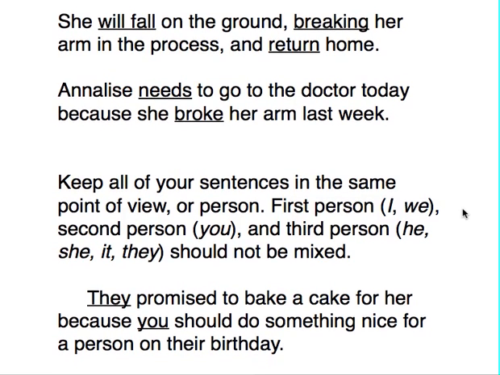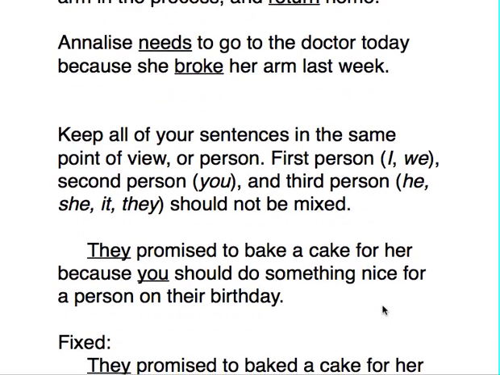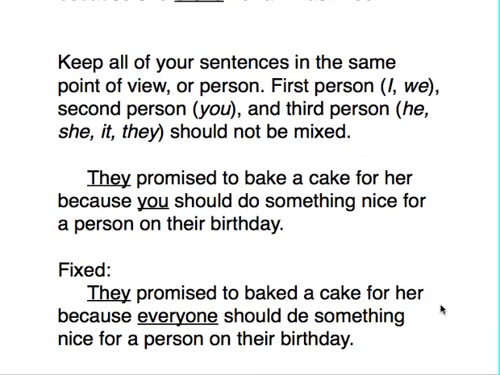Here is an unparalleled sentence using many different points of view. They promised to bake a cake for her because you should do something nice for a person on their birthday. The problem with this sentence is that they is in the third person while you is in the second person, so this sentence is not parallel. Here is a fixed sentence. They promised to bake a cake for her because everyone should do something nice for a person on their birthday. This sentence is grammatically correct because both they and everyone is in third person.